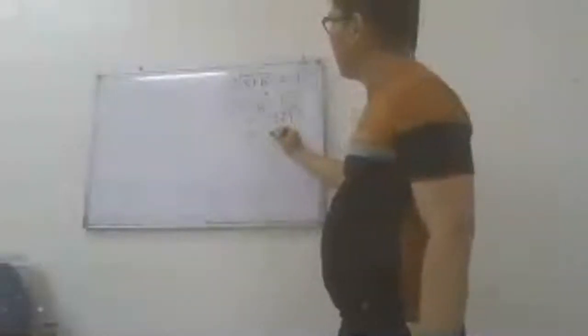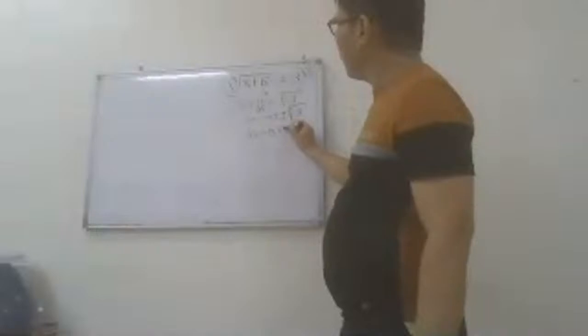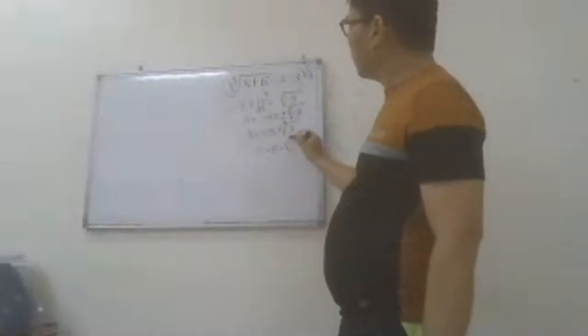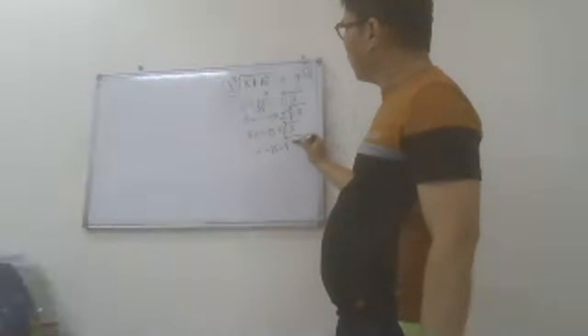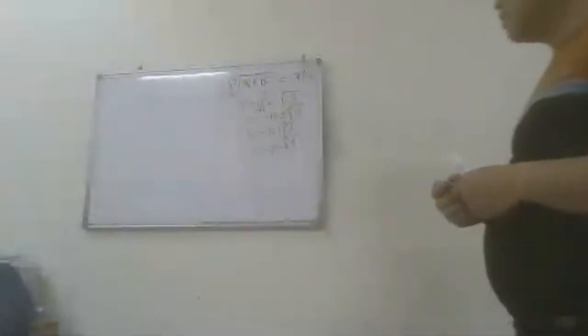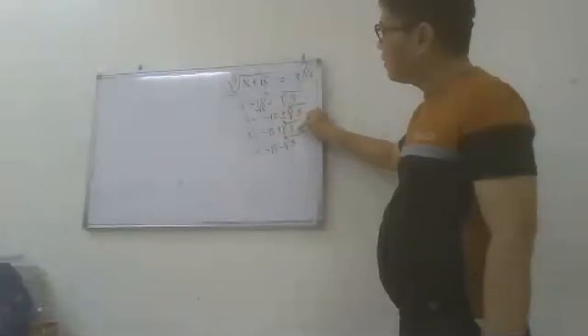Actually, there are two answers for this. X is equal to negative 15 plus the cube root of 3, or negative 15 minus the cube root of 3, like that. Or only like this, negative 15 plus cube root of 3 by default. Take the positive here.